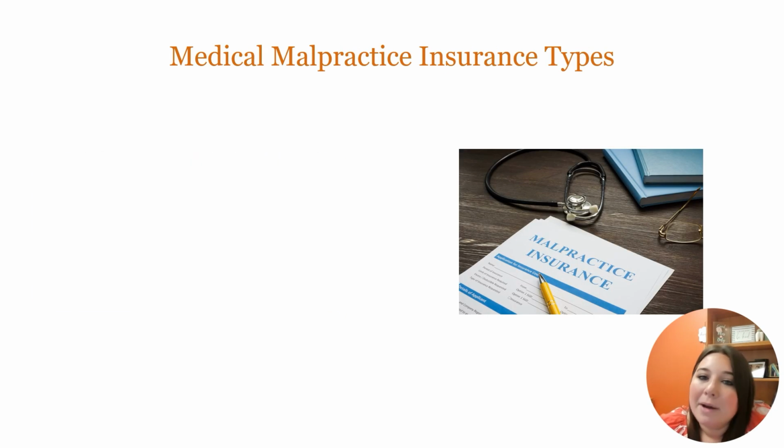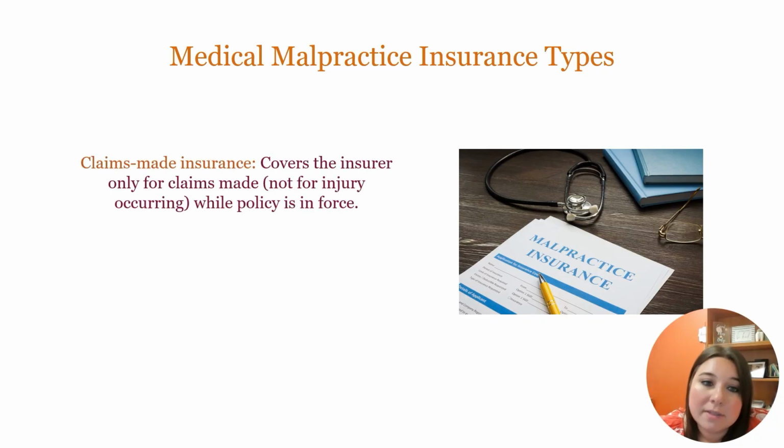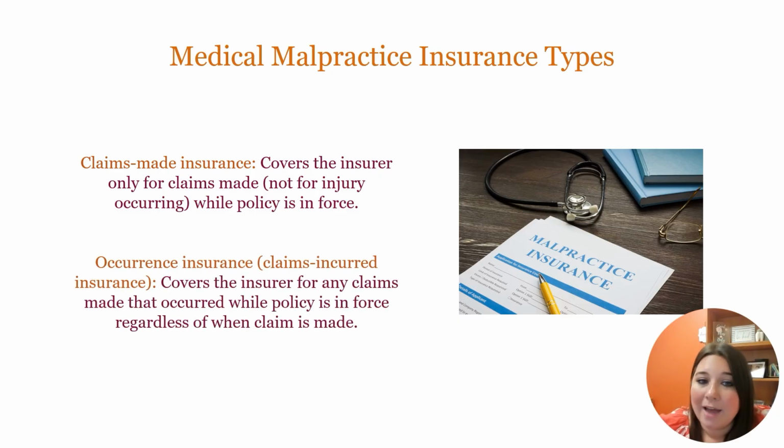Medical malpractice insurance types. There are claims-made insurances, which cover the insured only for claims made, not for injuries occurring while the policy is in force. Then we have occurrence insurance, or claims incurred insurance. This covers the insured for any claims that arise from incidents that occurred while the policy is in force, regardless of when the claim is made.